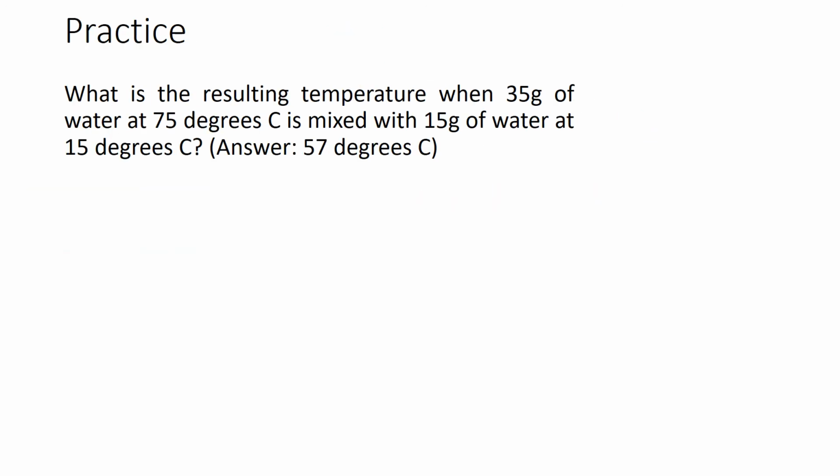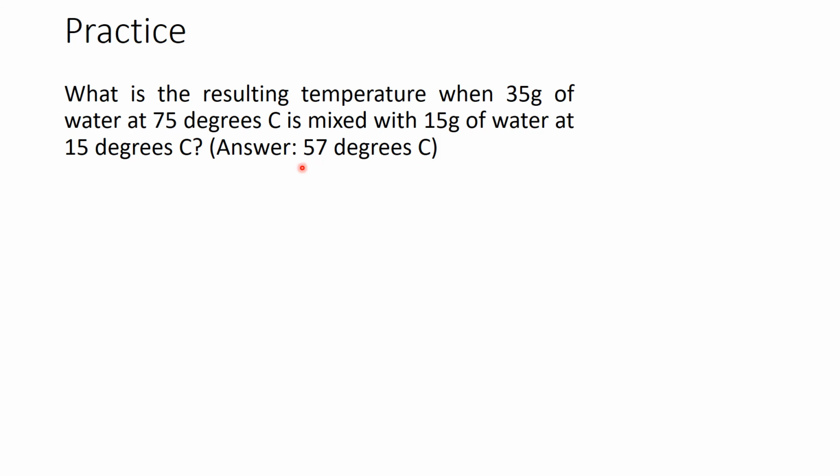All right, so let's see how you do on a practice problem here. So the question asks, what is the resulting temperature when 35 grams of water at 75 degrees Celsius is mixed with 15 grams of water at 15 degrees Celsius? Now the answer you get should be 57 degrees Celsius.